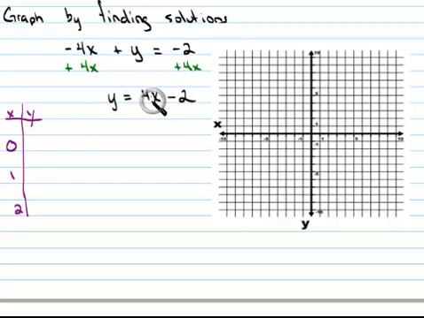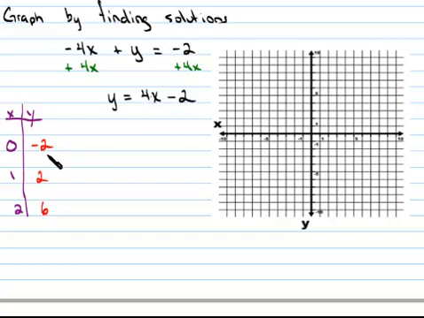So if x is 0, y equals 4 times 0 minus 2. 0 minus 2, so negative 2. When x is 1, y equals 4 times 1, which is 4, minus 2, which is 2. So when x is 1, this is going to be 2. And when x takes on the value of 2, what is my y value going to be? The y value would be 4 times the value of 2, which is 6. My bad, 8. I was already thinking of the answer. 8 minus 2 would be 6.